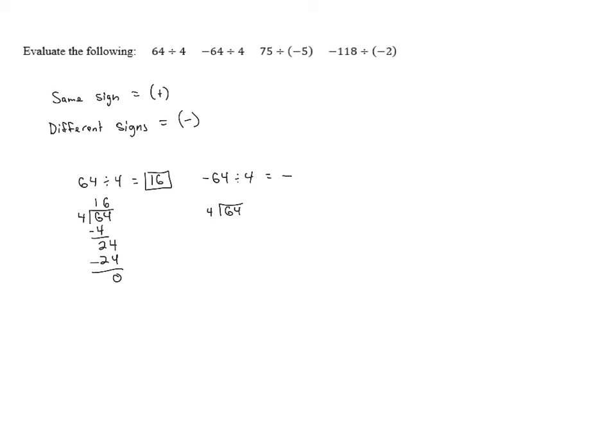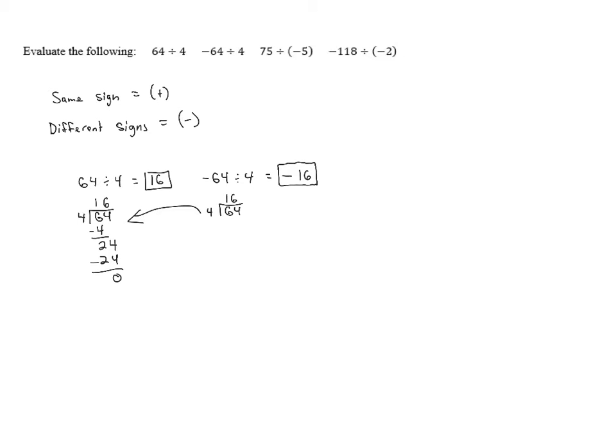64 divided by 4. We have just done that. It is 16, same as before. So now our answer is going to be negative 16, because having a negative times a positive gives us a negative. So in this situation, we're left with negative 16.